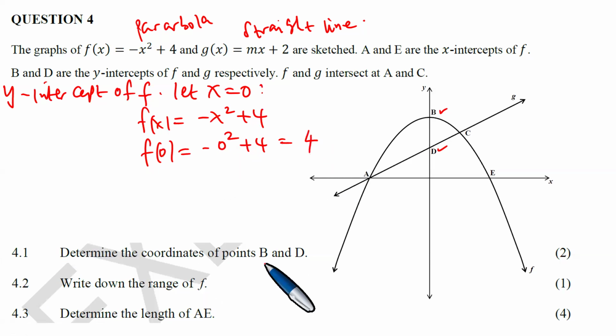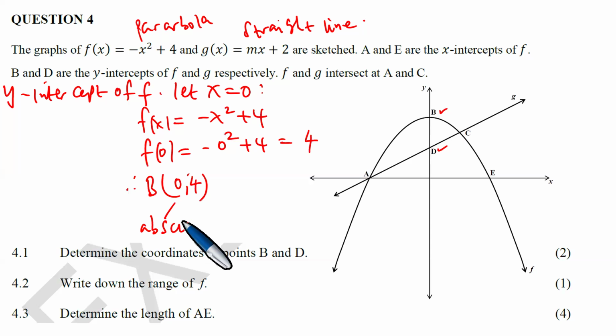So B has the coordinates, the abscissa and the ordinate. The x is 0 and the y is 4. This 0 is called the abscissa and the 4 is called the ordinate. Okay, we're good. So this is to do with B.